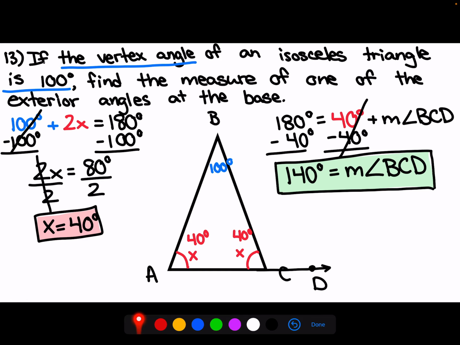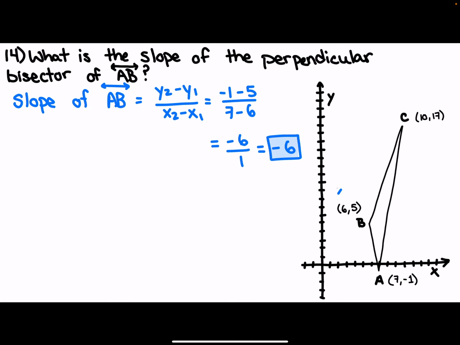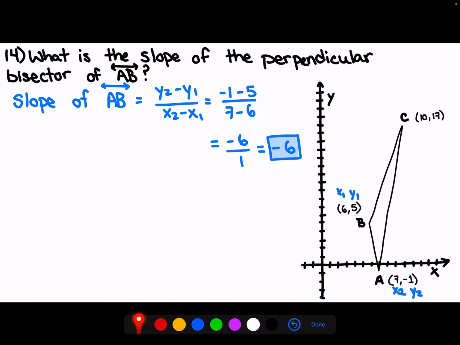Next up, number 14. What is the slope of the perpendicular bisector of AB? If I need to find the slope of the perpendicular bisector, all I need to do is find the slope of AB, and then I can do the opposite reciprocal to get the perpendicular slope. So first off, to find the slope of AB, we use our slope formula, y2 minus y1 over x2 minus x1. That gives me negative 1 minus 5, which is negative 6, over 7 minus 6, which is 1. Negative 6 over 1 is just negative 6.